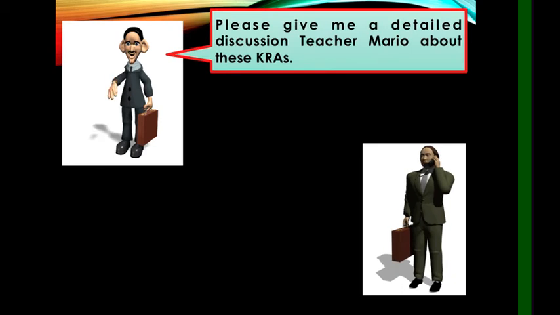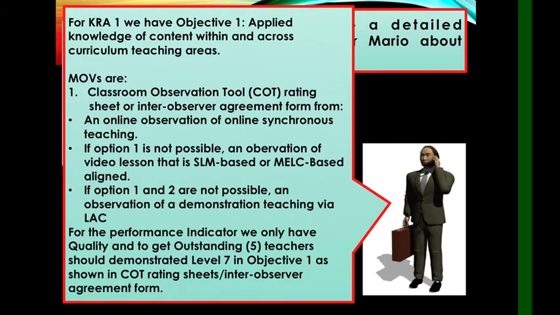So Teacher Joseph said, "Please give me a detailed discussion, Teacher Mario, about these KRAs." Teacher Mario said, "For KRA 1, we have Objective 1, which is applied knowledge of content within and across curriculum teaching areas. The MOVs that are needed for this Objective 1 are the following. First, we need to have a classroom observation tool or the COT rating sheet or inter-observer agreement form from the three options. So we have three options.